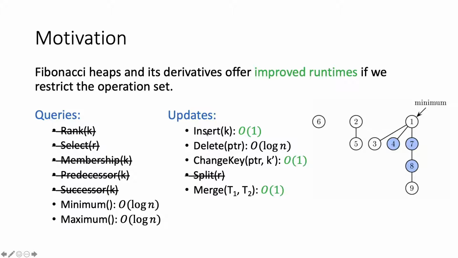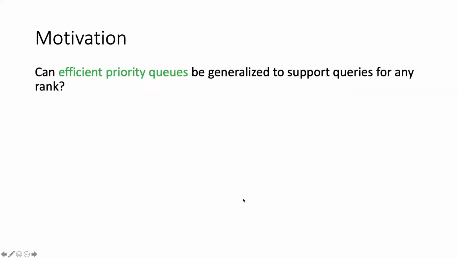Specifically, insert we can do in constant time instead of logarithmic. Change key, as a decrease key, could be constant time, again instead of logarithmic. And we can even do merge in constant time, where T1 and T2 can be arbitrary min or max heaps. So the question is, can we actually generalize efficient priority queues to support queries for any rank?